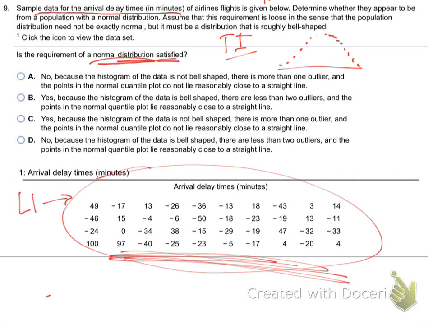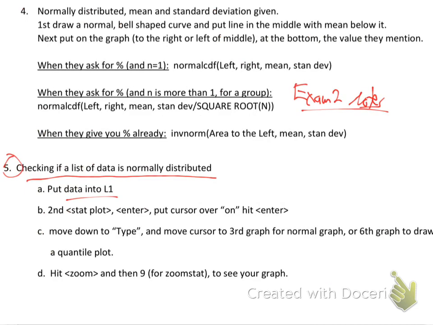That's very tedious, right? Go to Stat, Edit and Enter, and put all that data in L1. That's step 1. Hit Second Stat Plot. Enter. Put the cursor over on and hit Enter.